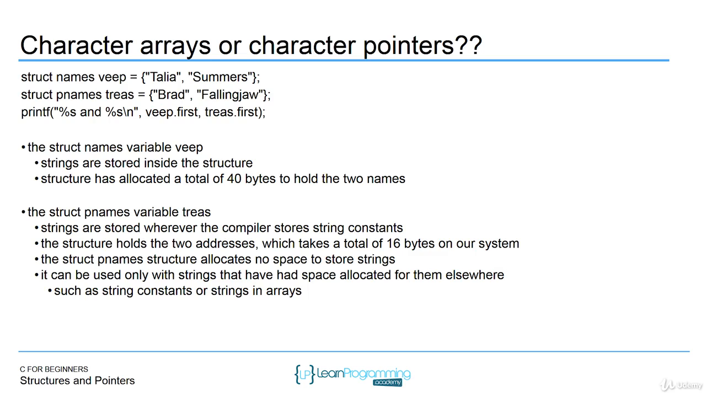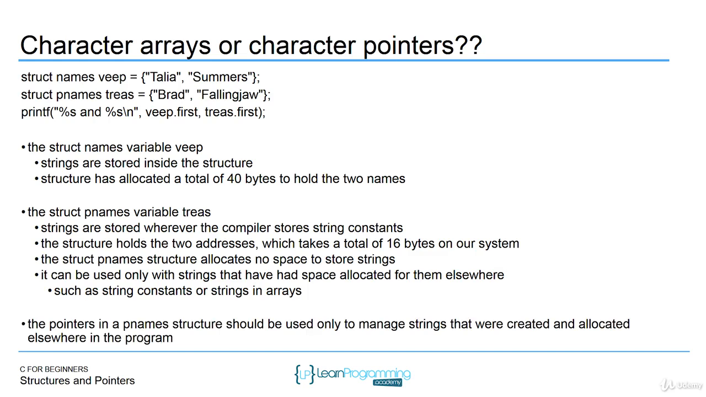Pointers have values that are addresses, right? The address that it's pointing to, there's no memory allocated for that. So when you create those two pointers, there's no memory allocated for what they point to. It allocates no space, so it can be used only with strings that have had space allocated for them elsewhere. Whenever you have pointers inside of a structure, you have to use malloc or calloc. Otherwise, they could be stored wherever string constants are stored. And that's the big difference.